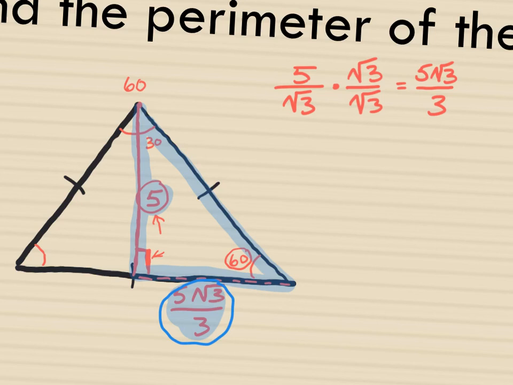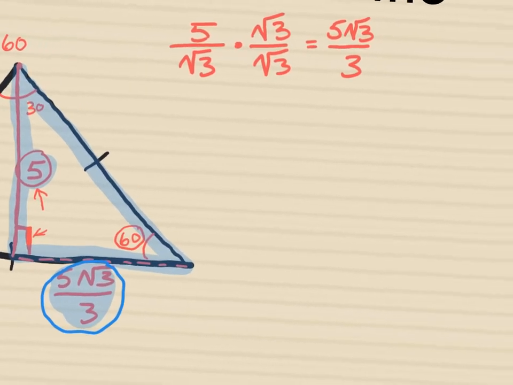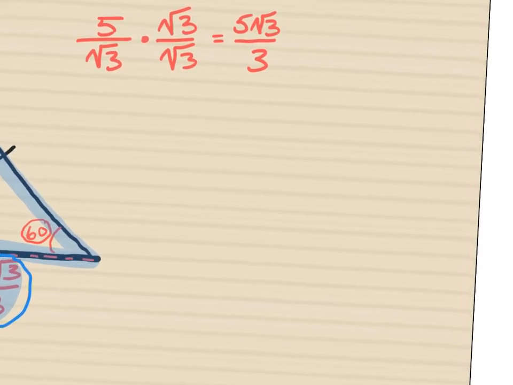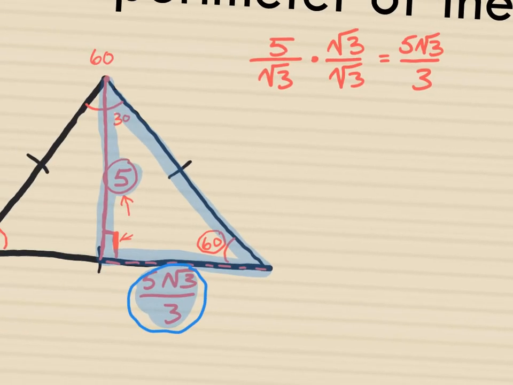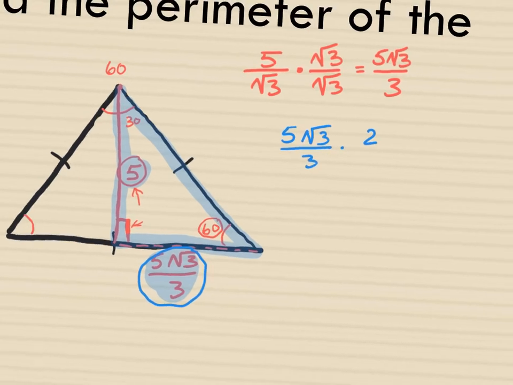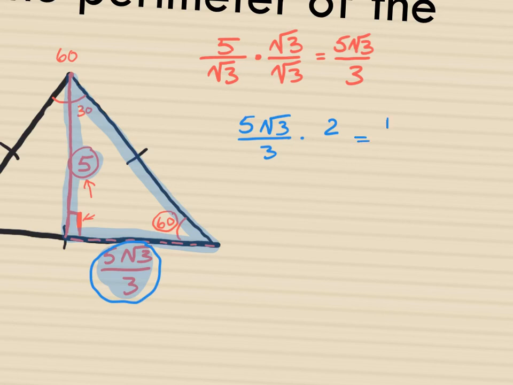But isn't the 5 the side as 2A? No, it's A, 2A, because look at the 90-degree angle. It's pointing to the hypotenuse, right? So this is the hypotenuse right here. Okay, so now that we've got 5 square root of 3 over 3, what is the hypotenuse? You just multiply it by 2. So 5 square root of 3 over 3 times 2 gives you 10 square root of 3 over 3.